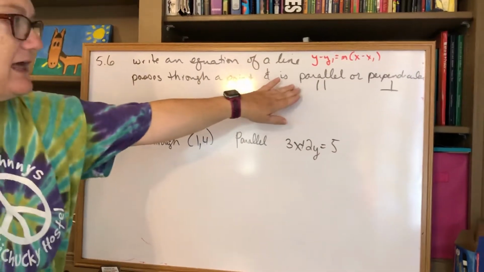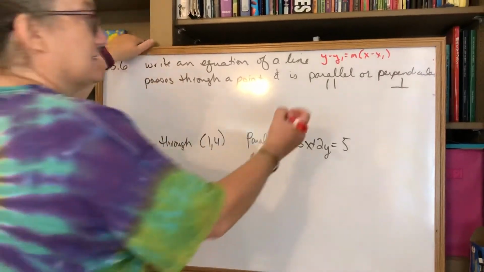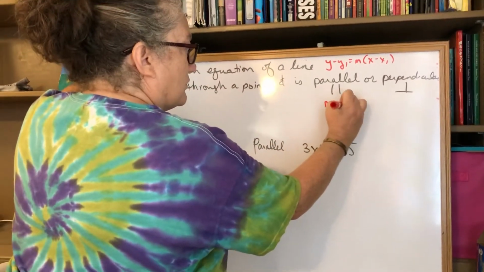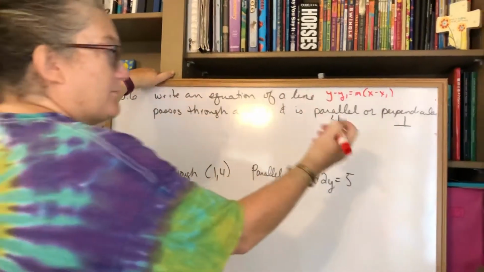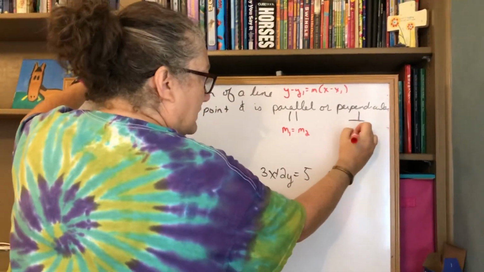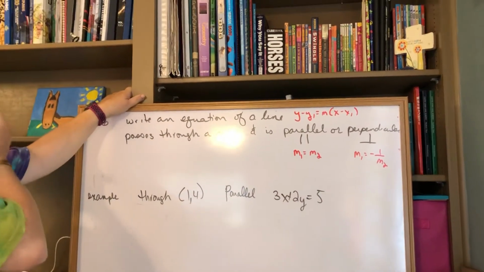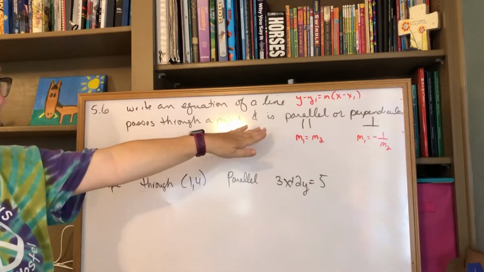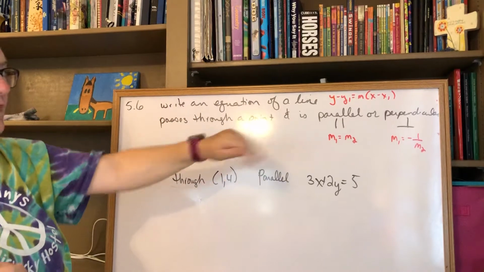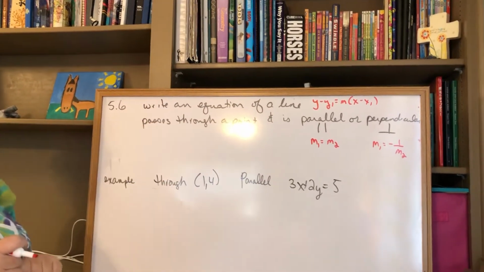And if it's parallel, what do we know about the slopes of parallel lines? We know that m1 equals m2. The slope of perpendicular lines, we know that m1 equals the negative 1 over m2, the negative reciprocal. So if we can find the slope of the parallel line or the perpendicular line, we'll already have half of the part we need to write an equation.